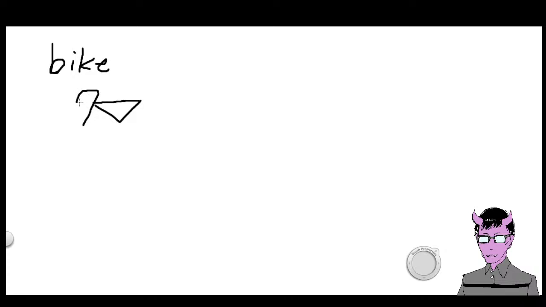The bike with the ram horns. It's one of those road bikes, you know.